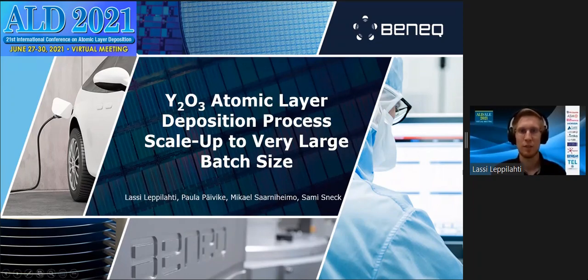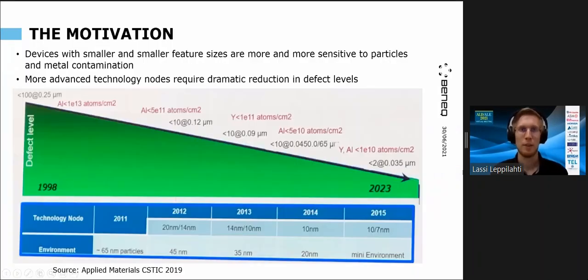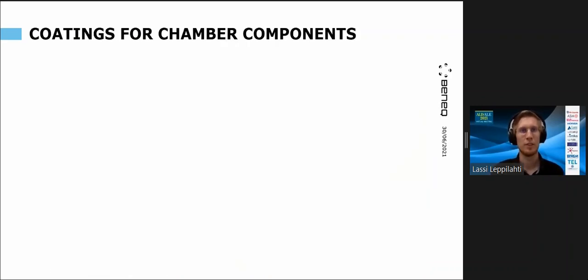So let's start with a little bit of motivation, why this is important. In the semiconductor industry, the devices are getting smaller and smaller, like we all know. And with that, the allowed defect level on the devices is also getting lower. And defects can be particles, metal contamination, and so on. So this is something that needs to be addressed.